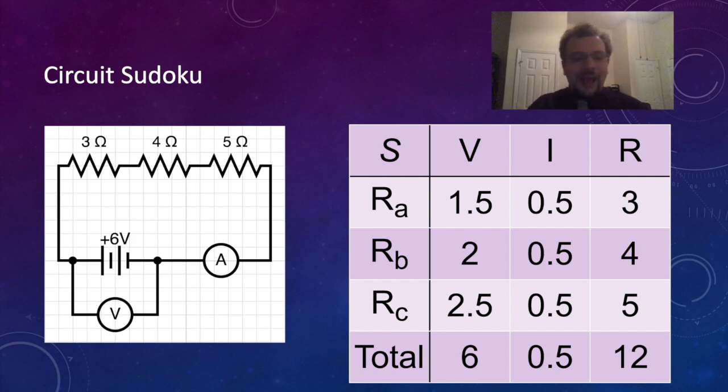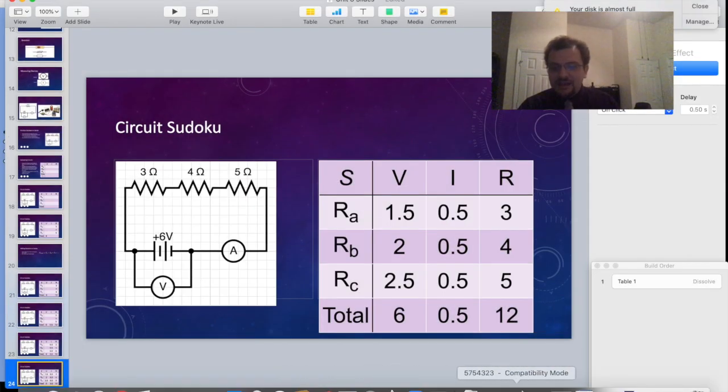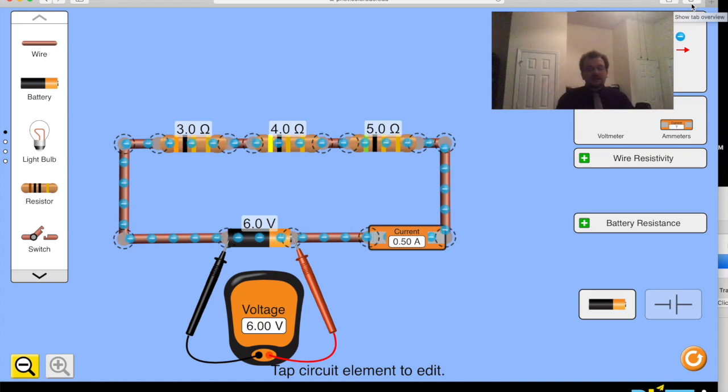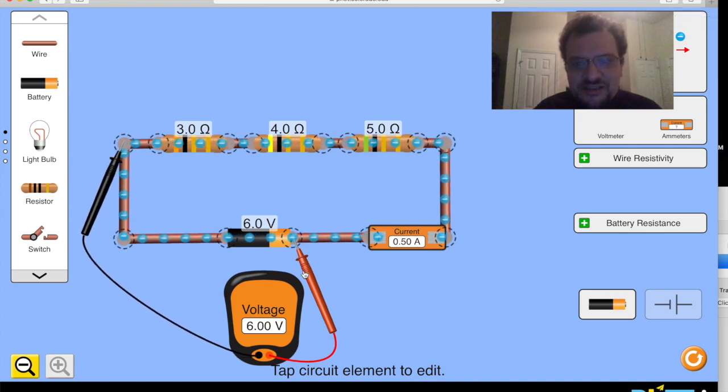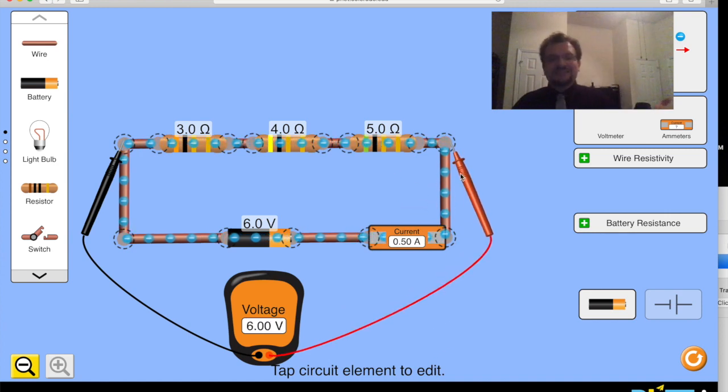And we can go and take a look at the circuit that I made over here. Here we have the circuit, and now we can go and test what those are. The voltmeter is currently measuring the potential difference across the entire circuit, so both ends of the battery. And we can move those leads to be showing the whole potential difference across those resistors. And you can see it's the same.